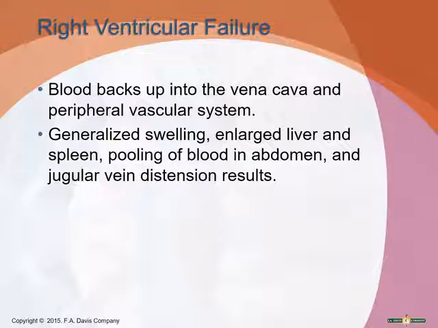You can also see enlargement of the liver, pooling of fluid in the abdomen, that's known as ascites, and distension of the jugular veins, those veins in your neck. We're going to learn about those next week. And failure of one ventricle places an added strain on the other ventricle. Eventually both of them are going to fail. This is something that if it's not dealt with and managed, it could wind up being fatal.